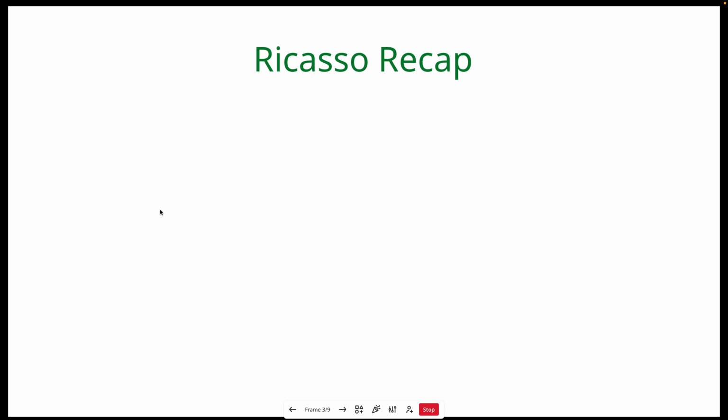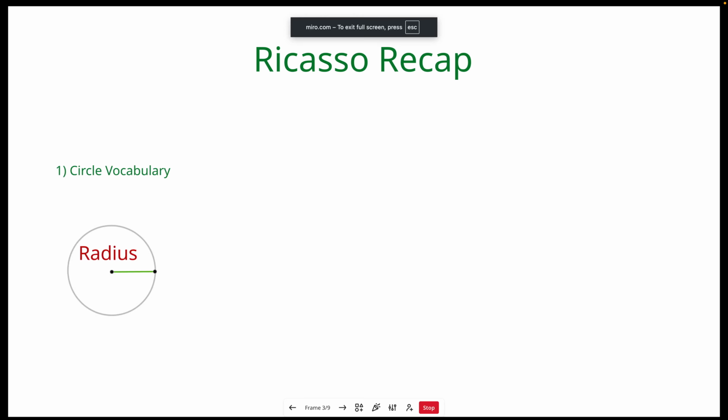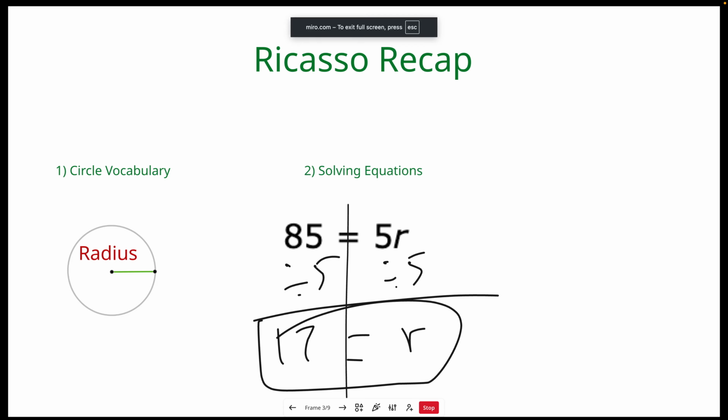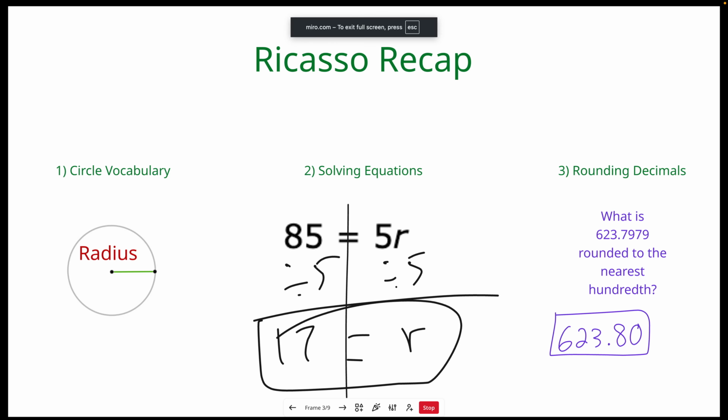In 30 seconds or less, here's what you need to know before you start this lesson. Firstly, you should already be familiar with circle vocabulary such as the radius and the diameter. Secondly, you should already know how to solve one-step equations. And lastly, you should already know how to round decimals. If you would like a refresher on any of these three topics, I will link videos in the description below. Please go watch that before you start this lesson. All right, new lesson starts now.